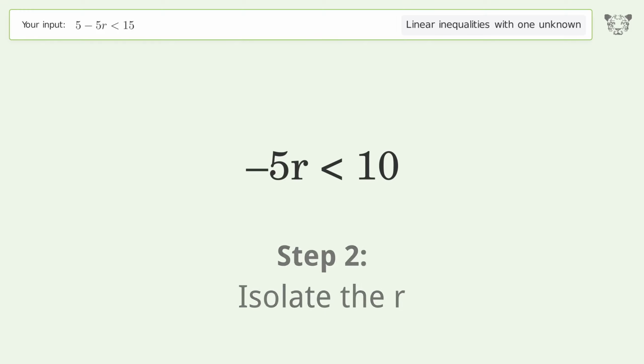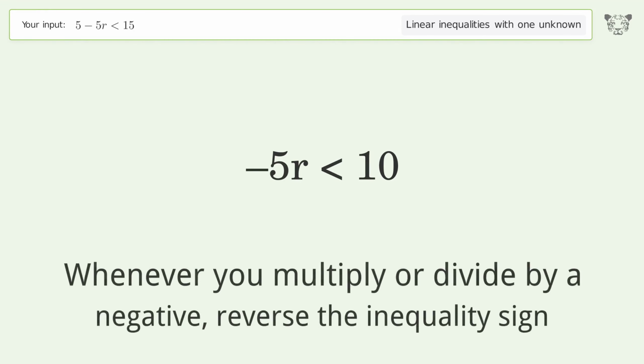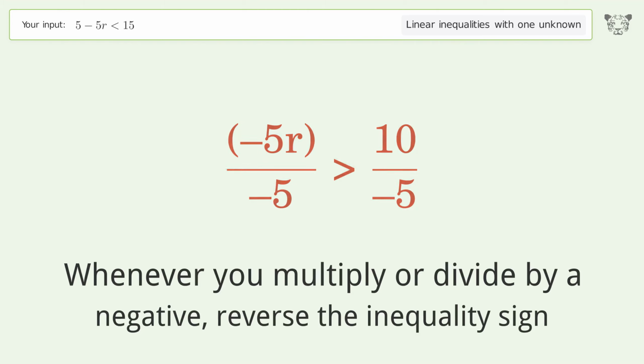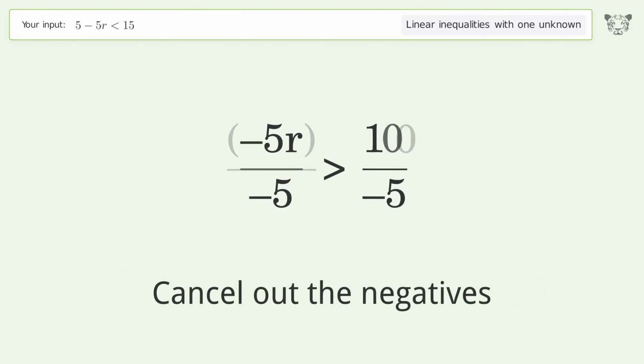Isolate the r. Divide both sides by -5. Whenever you multiply or divide by a negative, reverse the inequality sign. Cancel out the negatives.